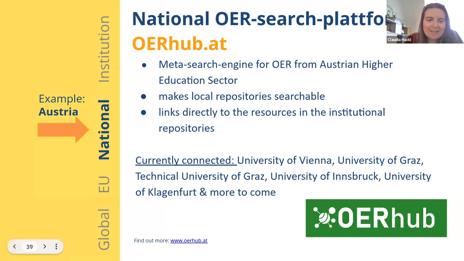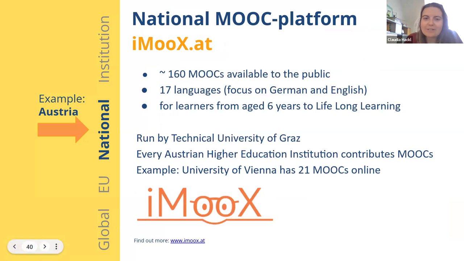Yeah, so let's have a look at another OER service in Austria. I have here for you on the next slide, iMOOCs. It's a national MOOC platform. I looked it up today because it changes all the time. New MOOCs are popping up. It has about 160 MOOCs available to the public. So it's not only for the higher education sector, but it's available for the public. But higher education institutions in Austria can contribute MOOCs to this platform. It's run by the Technical University of Graz, and several universities have contributed there already.